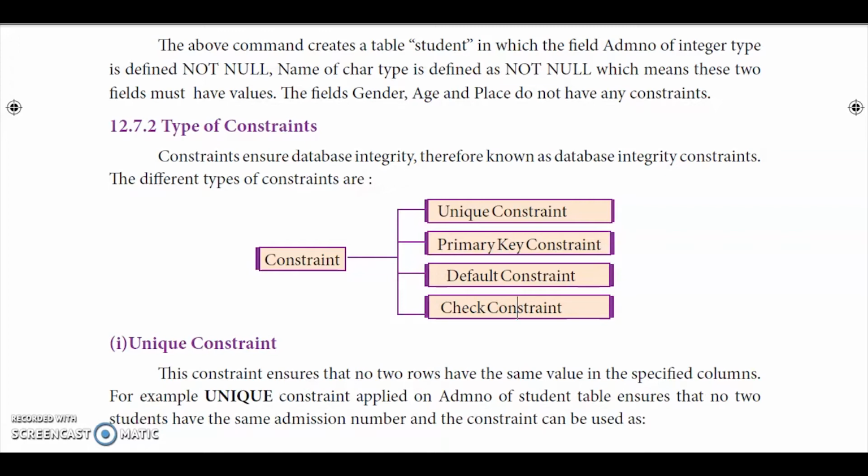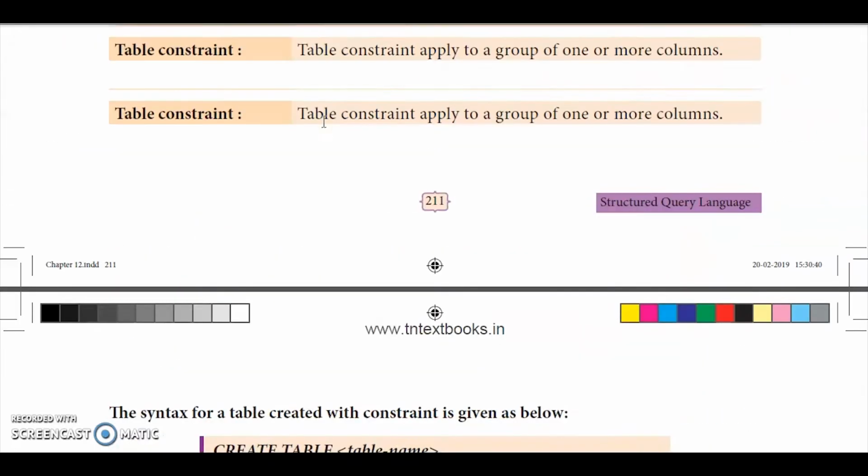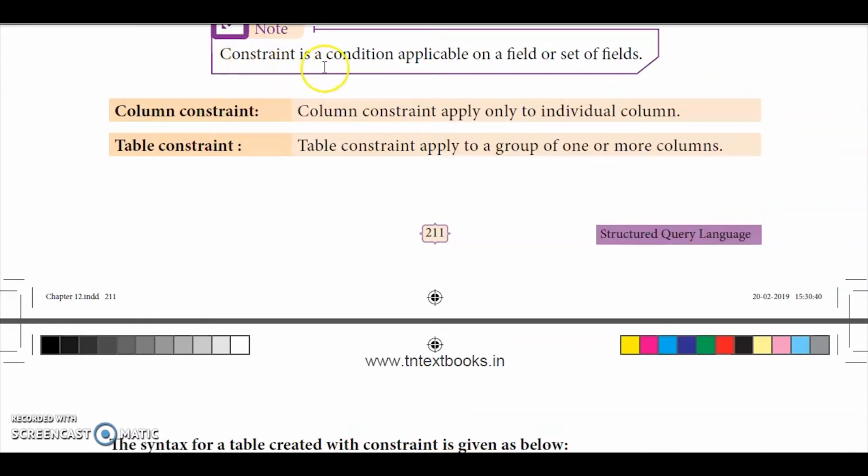Now we are moving to the types of constraint. What do you mean by constraint? Constraint means we are going to give some condition. The constraint is a condition applicable on a field or set of fields. So we have created a database and a table without constraint, as I explained in the last video. Now we will see what constraints are available and how they help us.